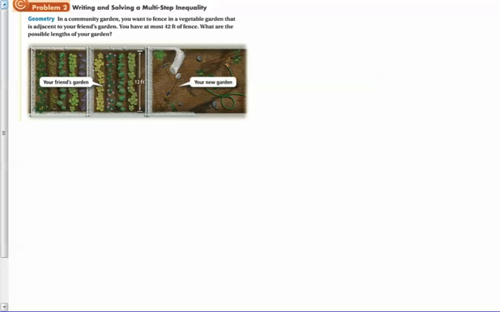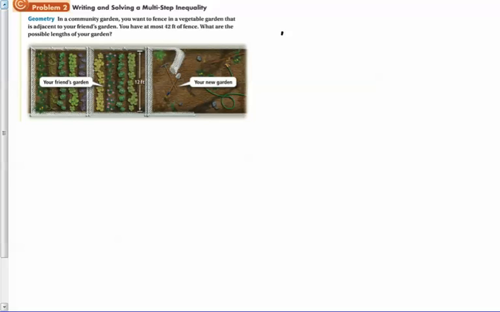All right. Problem number 2 says in a community garden, you want to fence in a vegetable garden that is adjacent to your friend's garden. You have at most 42 feet of fence. What are the possible lengths of your garden? So your garden does not have a fence attached to it. So you have to think about this. What are we looking for? We're actually looking for the perimeter.